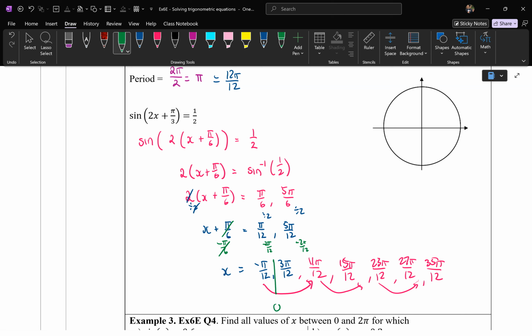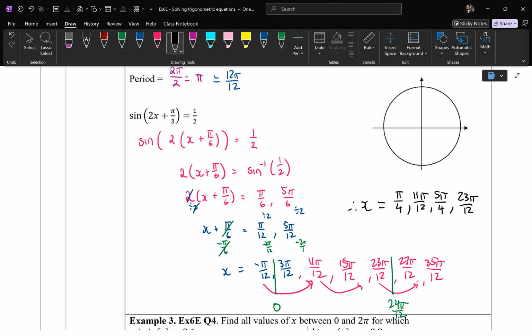0 is somewhere here. 4 pi, 2 pi, which is 24 pi on 12, somewhere here. So my answers must be these 4. Obviously, you have to simplify your fractions where you can. So your final answer should be x is equal to 3 pi on 12, which is pi on 4, 11 pi on 12, 15, so that's 5 pi on 4, and then 23 pi on 12.